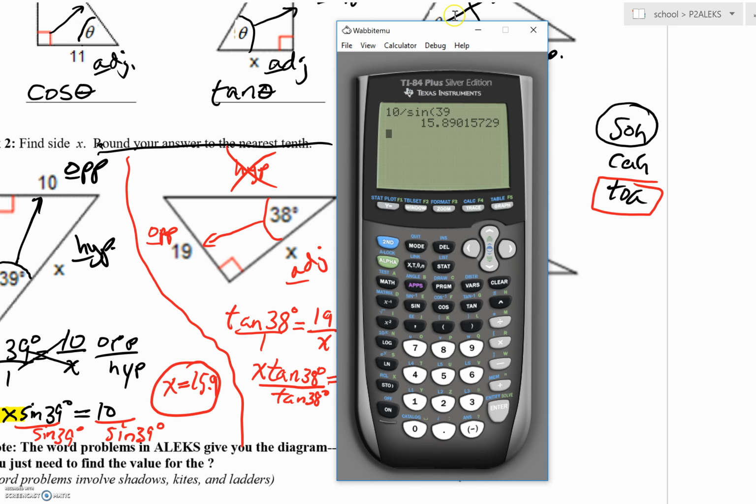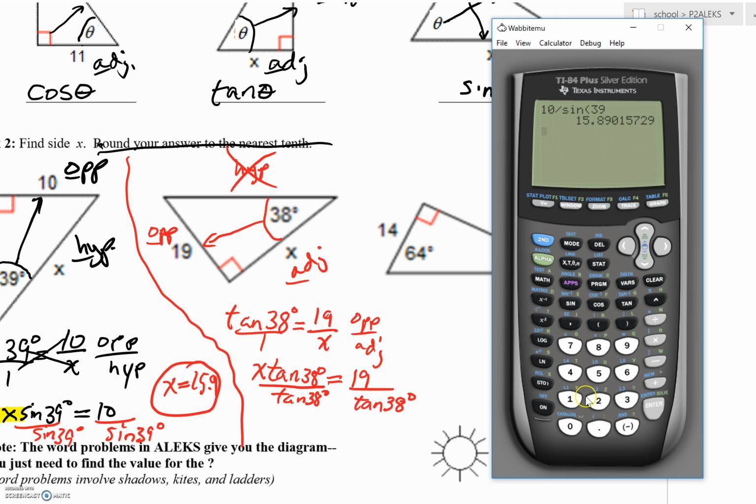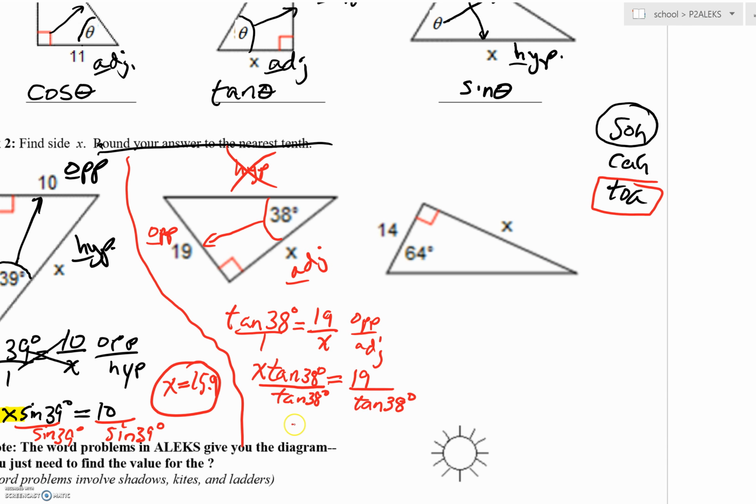We'll get the calculator up right now. Type in 19 divided by the tangent of 38. We're going to go to 1 decimal place. Looks like that's 24.3. Look to the right, it's just a 1, so don't bump it up. X is 24.3. Okay? Any questions so far?